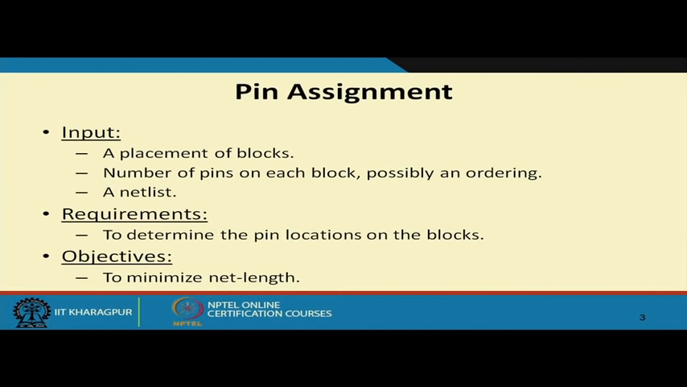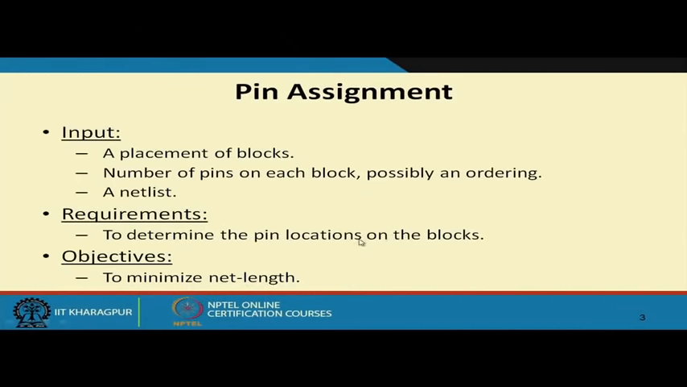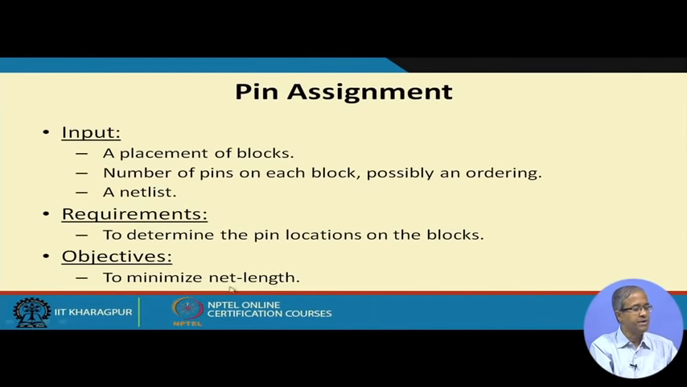So, in this pin assignment, the input is a placement of blocks, number of pins on each block, possibly an ordering. This ordering may or may not be there. This ordering means, well, you know that there are 3 inputs and 2 outputs, but you know that the order will be fixed, first input 1, input 2, input 3, then output 1, output 2, but the exact relative locations you can move them around, but their ordering has to be maintained. Okay. This may or may not be there as a constraint. Objective obviously will be to minimize the net length and also to see that a minimum number of crossings are there.